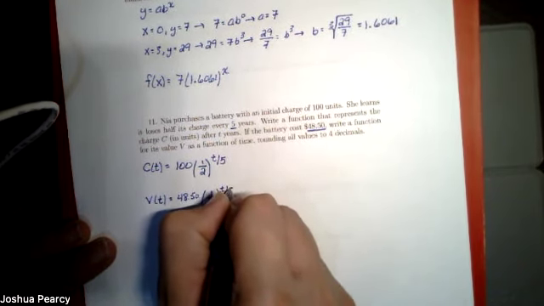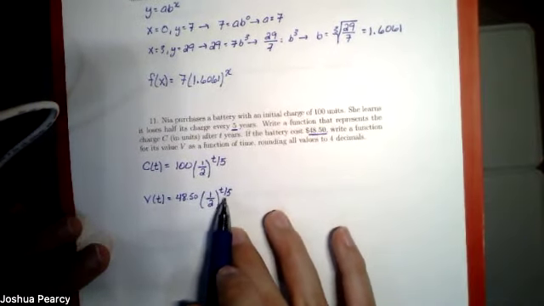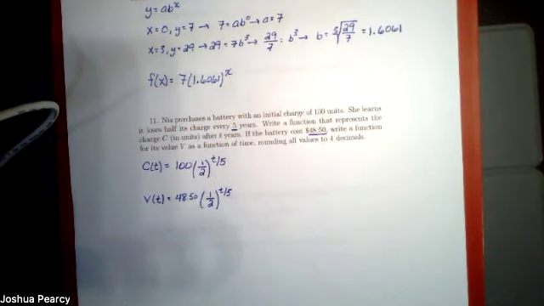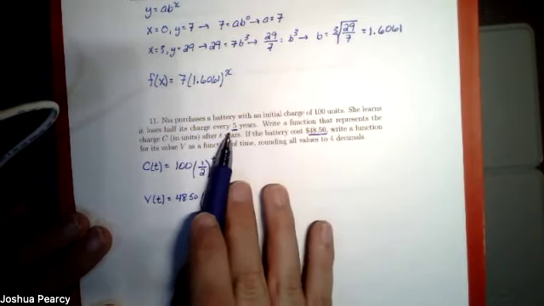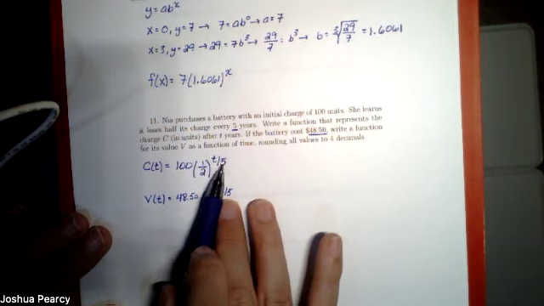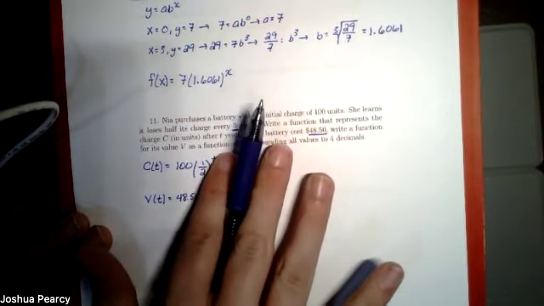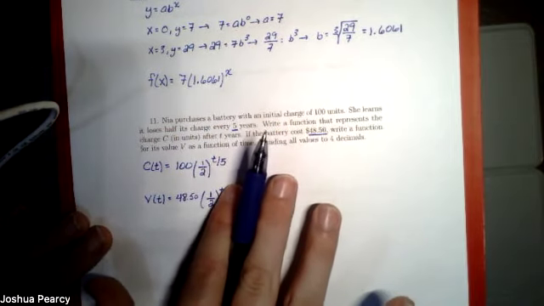Because if it's lost half of its charge, it's basically lost half of its value. So these ones are a little bit tricky because it says every 5 years. Say, for instance, if it said it loses half its energy in 4 years, this would be a 4 here and a 4 here. If it said it loses it every year, then this would just be t here, and down here would also be t.